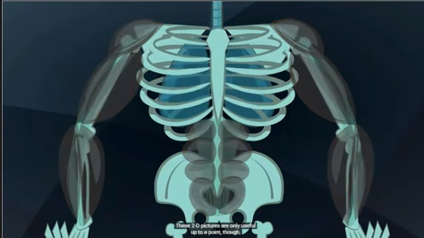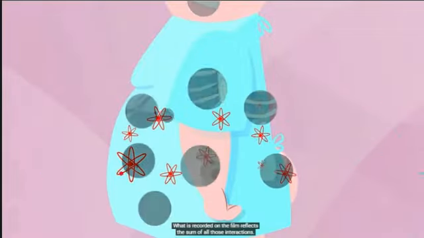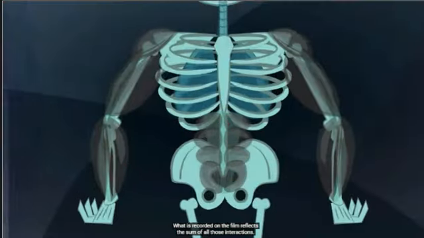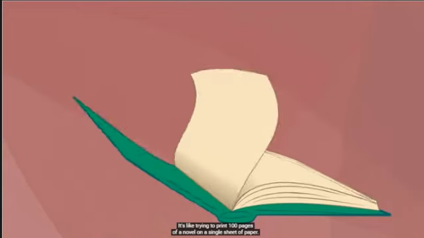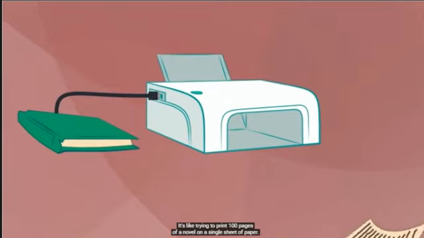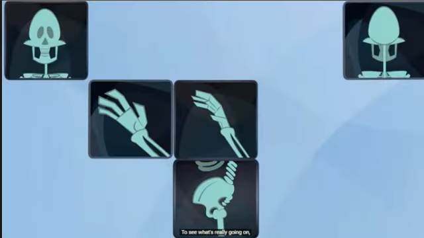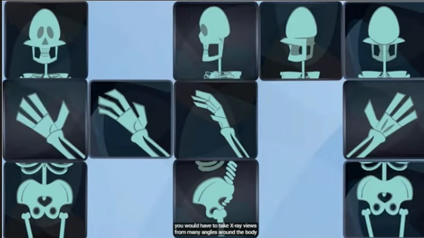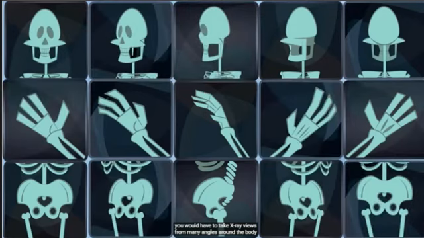These 2D pictures are only useful up to a point though. When X-rays travel through the body, they can interact with many atoms along the path. What is recorded on the film reflects the sum of all those interactions. It's like trying to print 100 pages of a novel on a single sheet of paper. To see what's really going on, you would have to take X-ray views from many angles around the body and use them to construct an internal image.